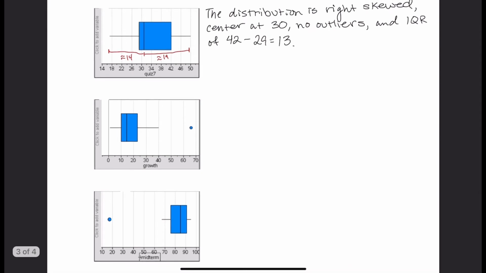Our last two here, one thing to note is that there's this dot out here, which is going to signify an outlier in our distribution. And since we definitely have that bigger range of values from median to maximum than median to minimum, that is going to mean another right skewed distribution. So this distribution is also right skewed.